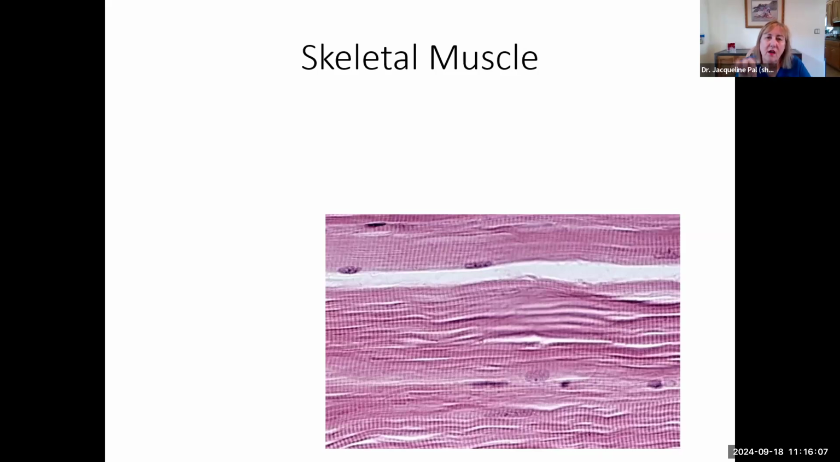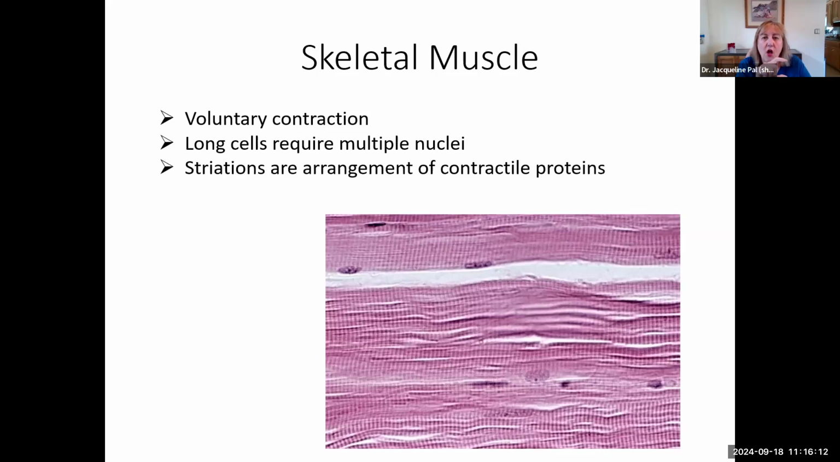Okay. So, skeletal muscle: voluntary contraction. Long cells. These long cells require multiple nuclei. These stripes are called striations. And what the striations are, as we will learn when we learn about the skeletal system, is how the proteins that contract are arranged in alternating bands that look light and dark, light and dark, light and dark, light and dark. It's different proteins, and how they are arranged.